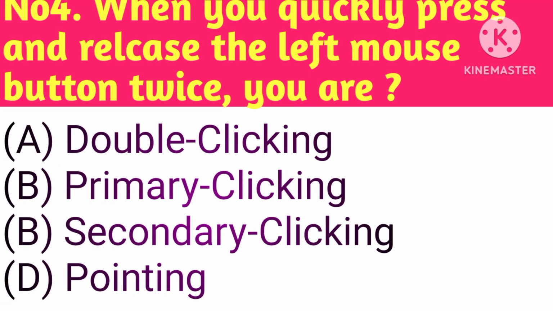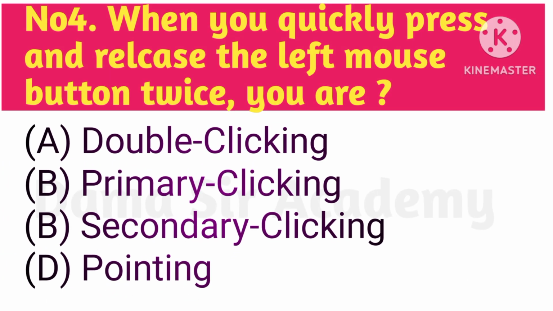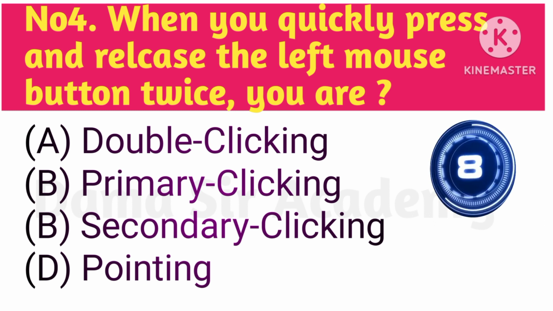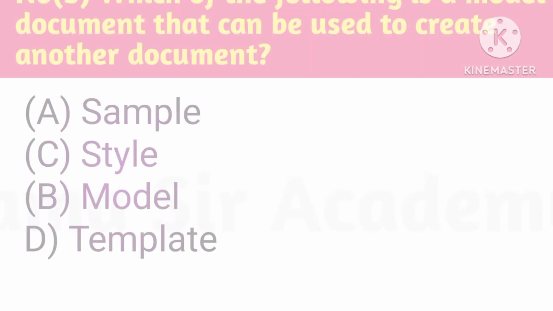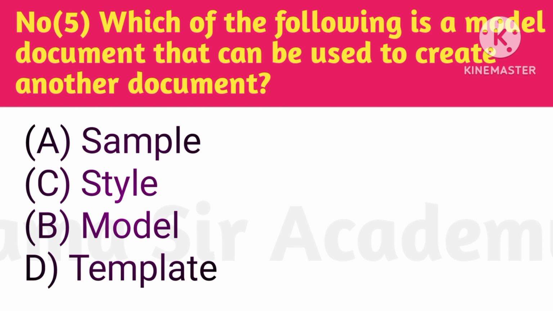Number 4. When you quickly press and release the left mouse button twice, you are A. Double clicking. B. Primary clicking. C. Secondary clicking. D. Pointing. Right answer is option A. Double clicking.